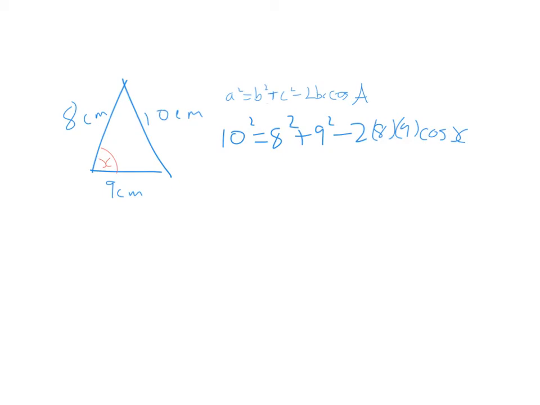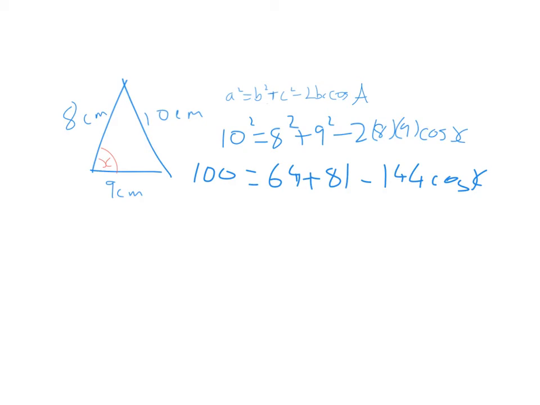At this point now we have one unknown, just our x. Everything else is something we can fill in and simplify, so we should be able to solve this with our calculators. Okay, so first step is to simplify, as when solving any algebra equation. So 10 squared is 100, 8 squared is 64, 9 squared is 81, minus 2 times 8 times 9 is going to give you minus 144. Then we have the cos of x, which is still unknown at the moment.